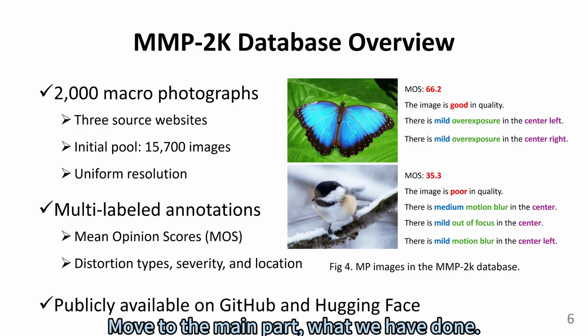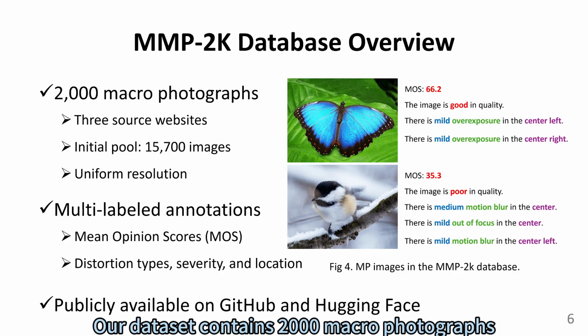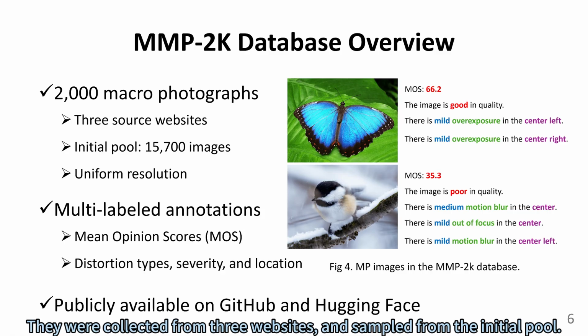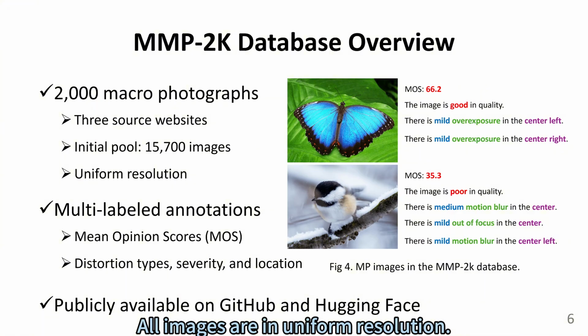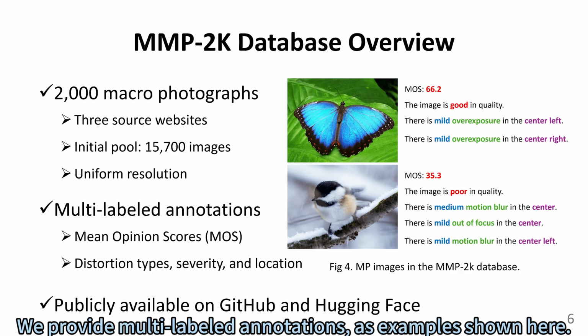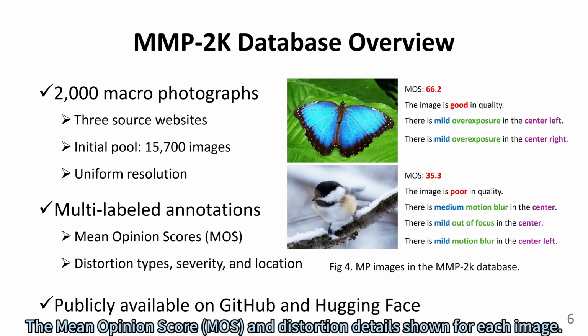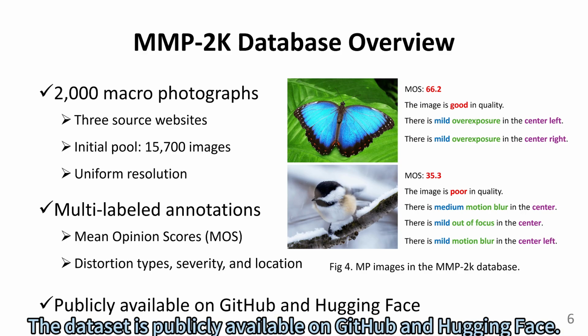Moving to the main part, what we have done. Our dataset contains 2,000 macrophotographs. They were collected from 3 websites and sampled from the initial pool. All images are in uniform resolution. We provide multi-label annotations, as the example shown here. The main options are score modes and distortion details shown for each image. The dataset is publicly available on GitHub and Hugging Face.